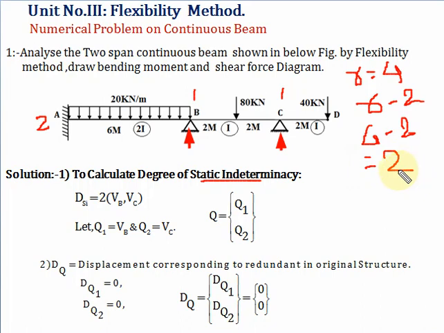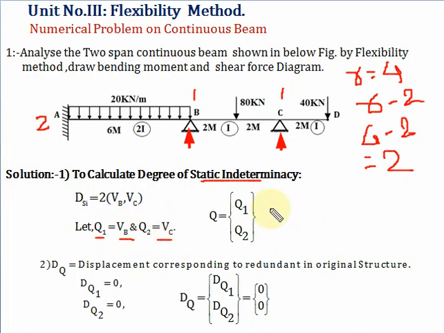Now here we have to make this beam statically determinate. So here we'll consider the two redundants, that is unknowns. The first unknown is Q1, that is vertical reaction at B, and the second unknown is Q2, which is vertical reaction at C. So Q matrix will be Q1 upon Q2, where Q1 is nothing but vertical reaction at B, and Q2 is nothing but vertical reaction at C.